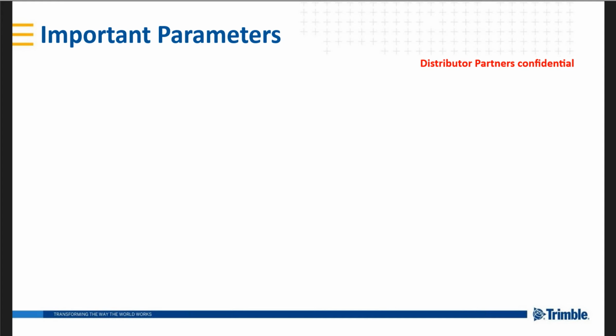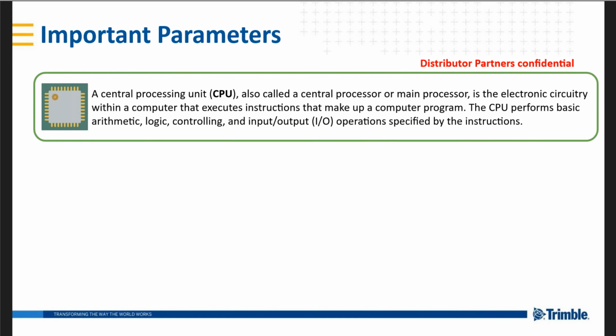I hope this was helpful for you, giving an overview about the single and the multi-thread. Now let's talk about the important parameters that we have inside a system or a computer. Starting with the CPU, as you might know, we also call it a central processing unit. It's an electronic part within the computer where you actually process the programs. The CPU basically performs algorithms, controlling input and output for operations in a specific way.